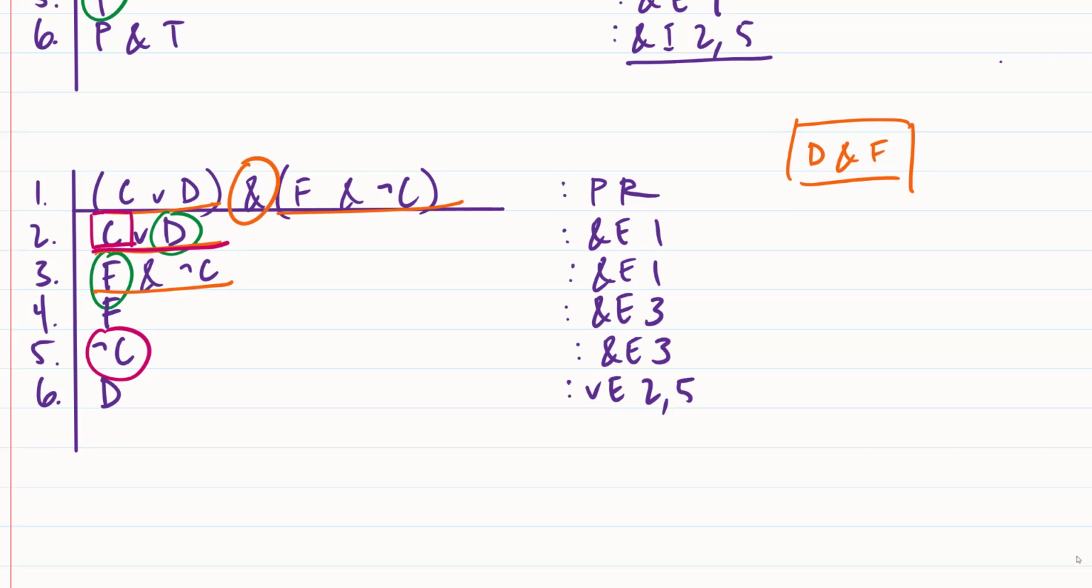Okay, then last, all that we have to do is put D and F together with the conjunction introduction rule, and that's going to be lines, let's see, what do we got here? 4 and 6. Okay, and we're done.